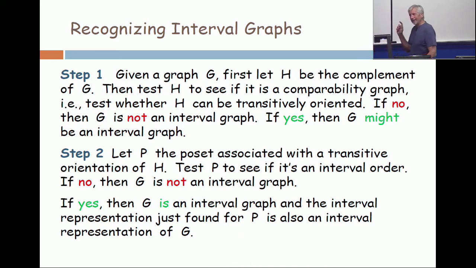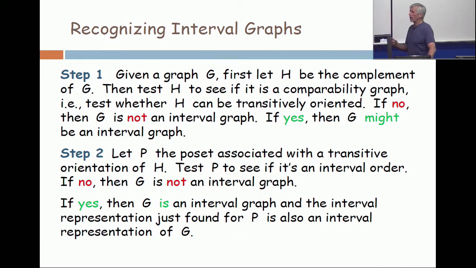Now, this algorithm is a little bit more subtle because when you run the first test and you ask, is the complement a comparability graph, the answer might turn out to be yes, and then you're only halfway home. So, if yes, the graph might be an interval graph, but it might not. But when you run the test, you've got a poset. You've got the comparability. You've got the poset in hand.